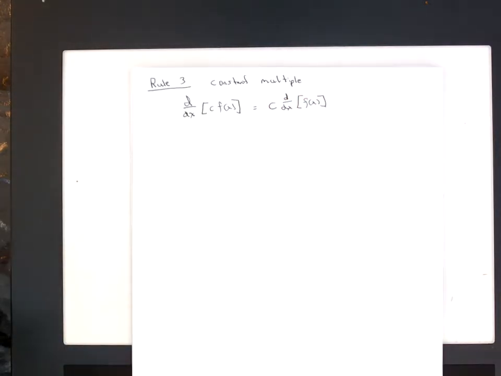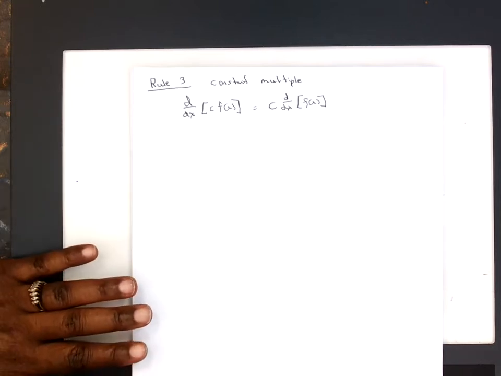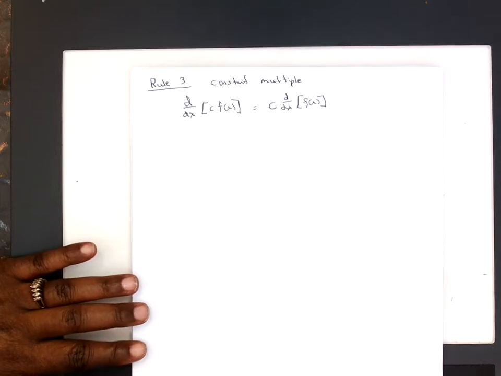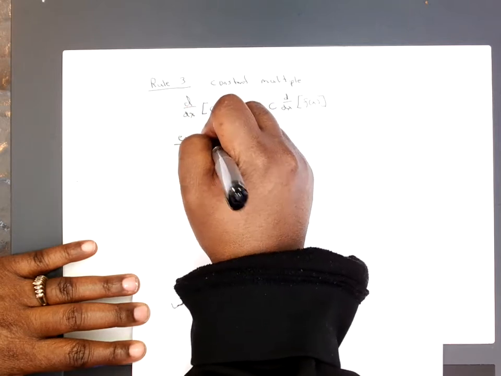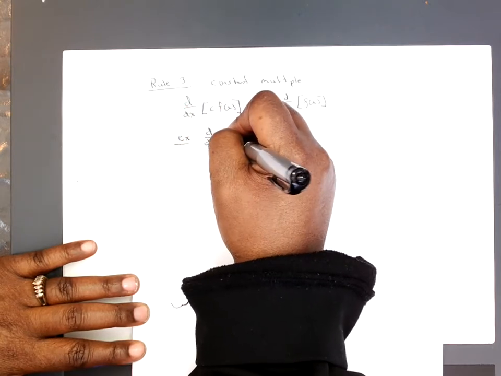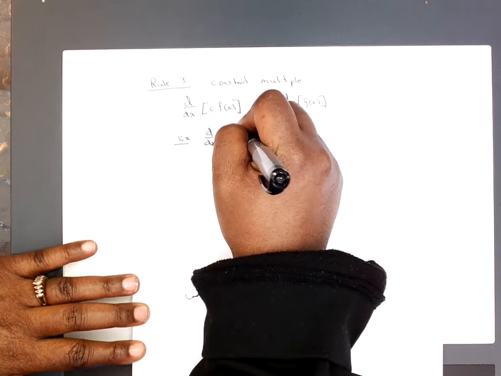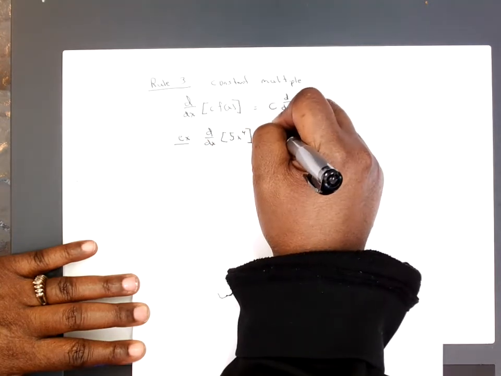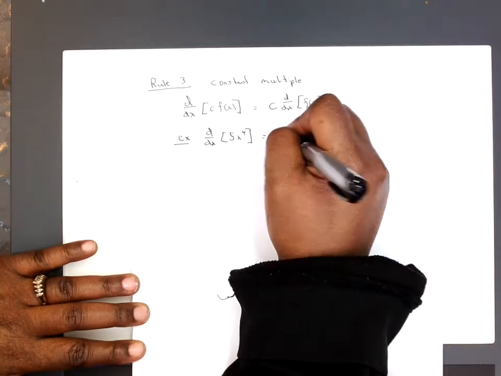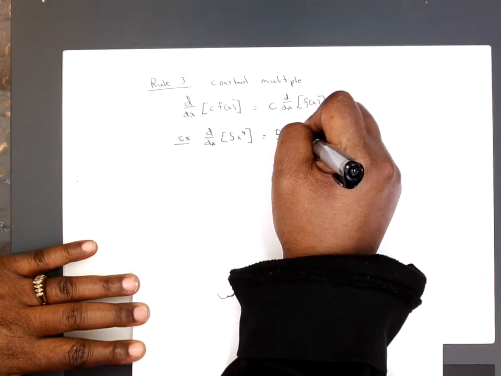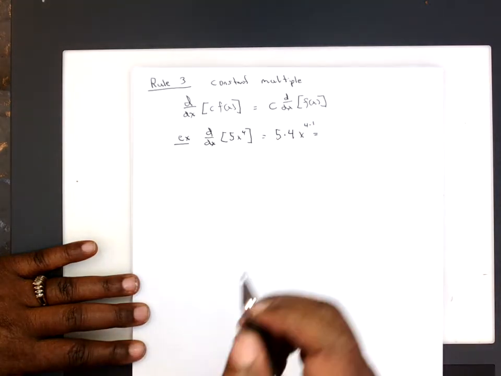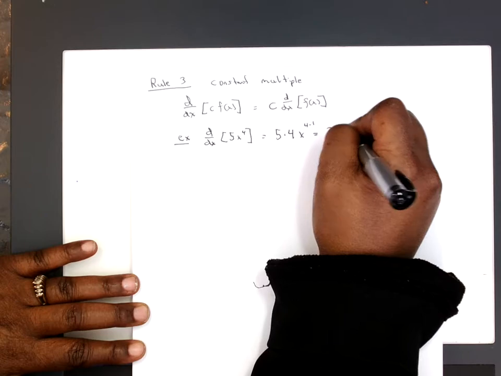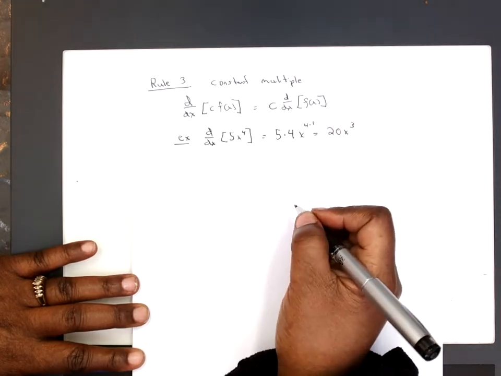Now, we normally don't rewrite it that way because it just makes it longer than it has to be. But just know that any number multiplied out front does not affect it. So for my first example, I have d dx of 5x to the 4th. So that 5 is just there. And then I'm going to multiply that 4 down, and then subtract 1 from the exponent. So my final is just 20x to the 3rd power.